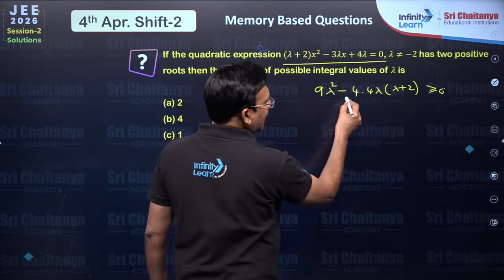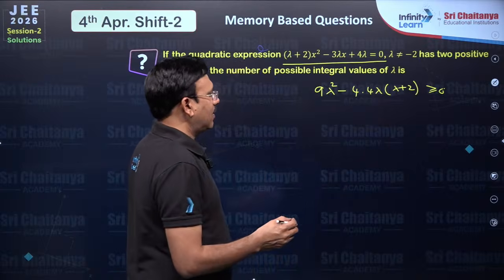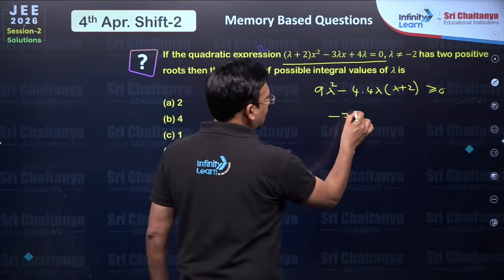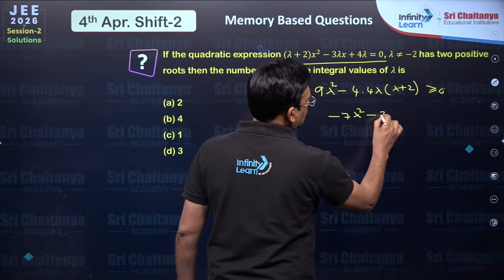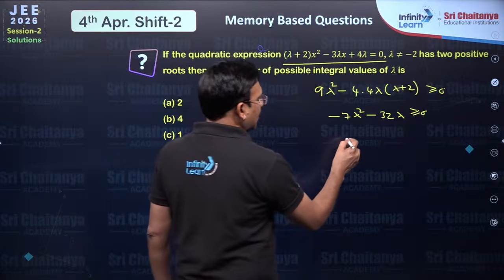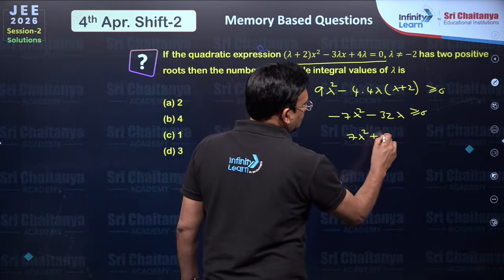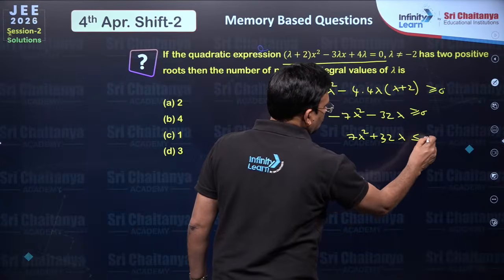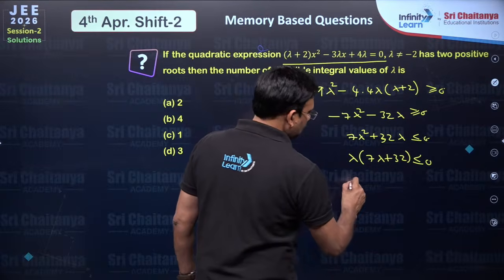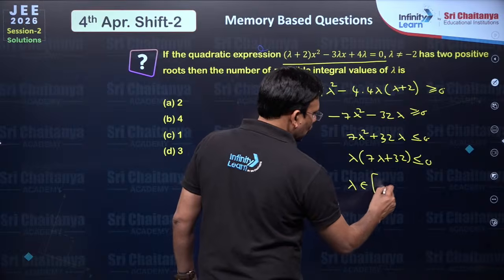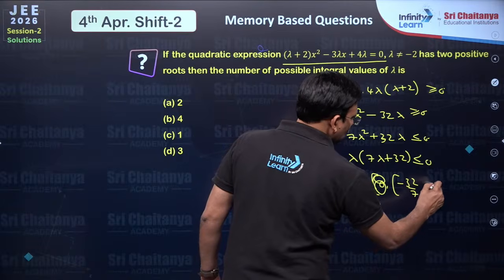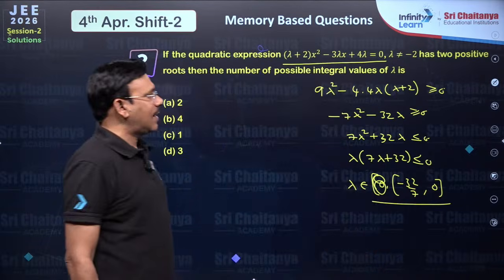First condition, which is 9 lambda square minus 16 lambda square, which is going to be 9 minus 16, you can say minus 7 lambda square, and minus 16 twos are 32 lambda, greater than or equal to 0. Fine, which you can write 7 lambda square plus 32 lambda must be less than or equal to 0. Take out lambda common, lambda times 7 lambda plus 32 less than or equal to 0. Therefore lambda belongs to closed minus 32 by 7 to 0. This is what you can say about lambda.